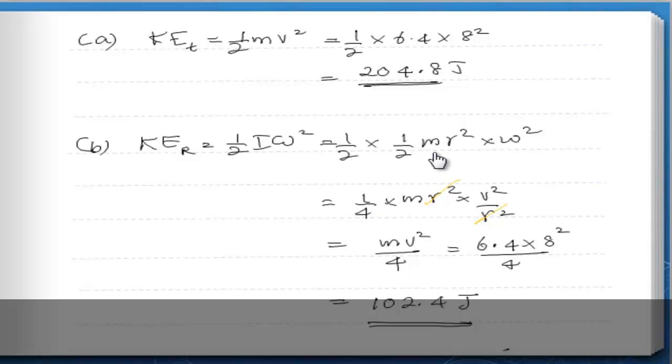Here again we need to substitute omega by v. So omega squared becomes v squared over r squared. So then r squared cancels here. So mv squared over 4, that's 6.4 times 8 squared over 4, this is 102.4 joules. So the total kinetic energy of the cylinder is this value plus that value. So total kinetic energy is the sum of the translational kinetic energy and the rotational kinetic energy.